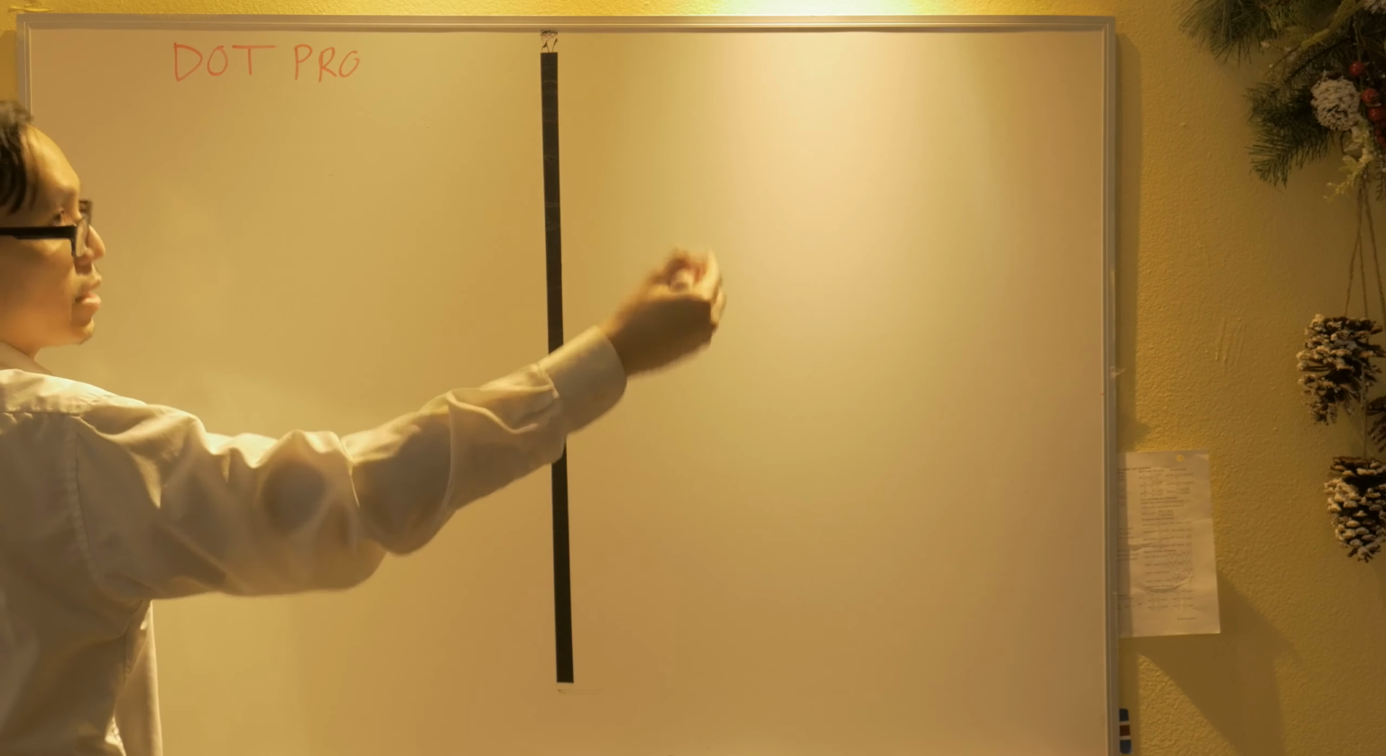Okay, and there are 2 methods of defining the dot product. First, the definition. The first method is using the coordinates of the 2 vectors.